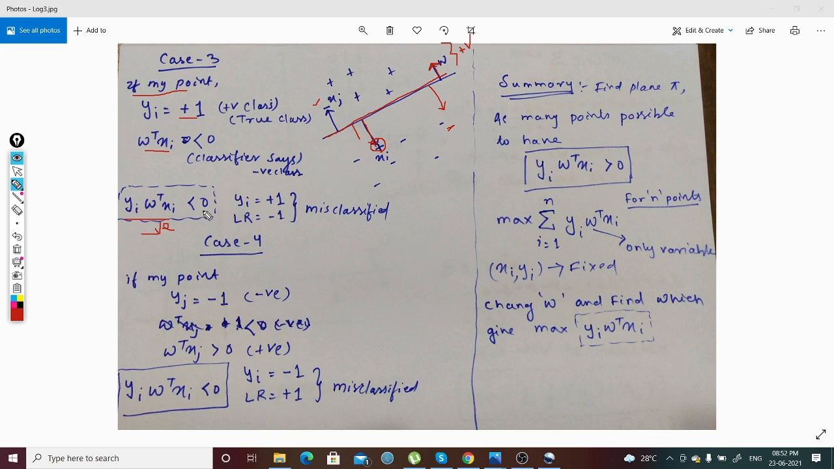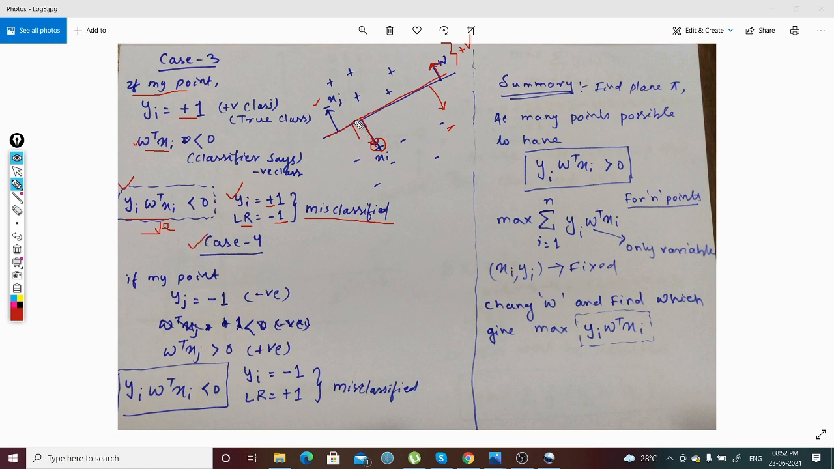As it is giving me a negative value, it shows us that the point is misclassified, because the true value of the data point is positive. But as our model is predicting a negative value, this parameter, y1 into wt into x1, becomes negative. So we can say our logistic regression is assigning positive class points to the negative class, so it is misclassified. Let's see one more example.